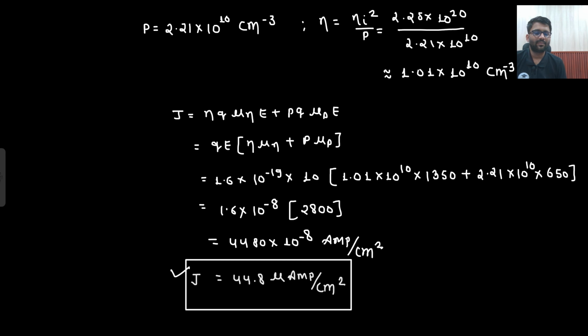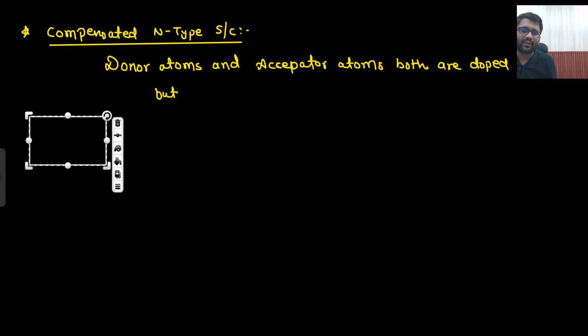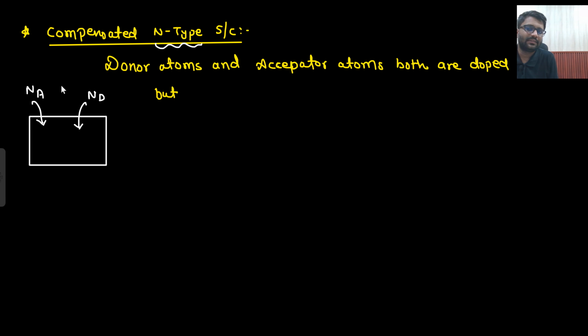Now there is something called a compensated N type semiconductor. So this is an N type semiconductor, but here donor atoms and acceptor atoms both will be doped. What I mean to say is that previously you were having intrinsic, right? Previously it was intrinsic, but here you will be doing the doping of Na as well as the doping of Nd. But since this is N type, that means Nd will be larger than Na. Are you able to understand this point?